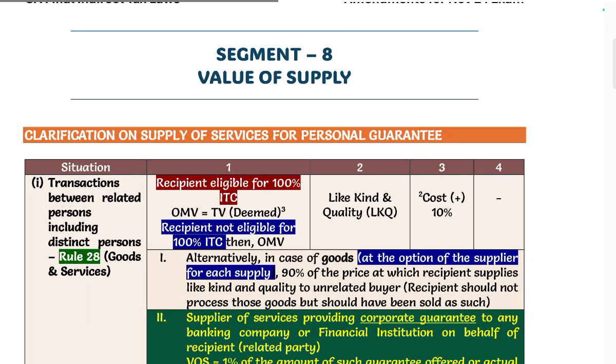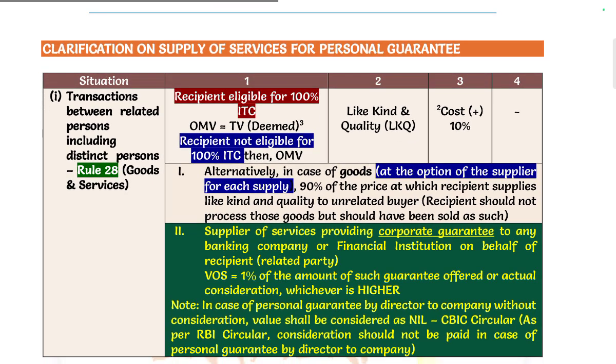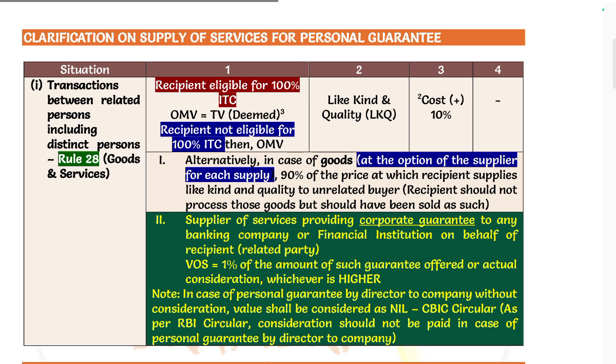Value of supply: clarification on supply of services of personal guarantee. Transaction between related parties including a distinct person. Section 20 or Rule 20 of goods and services. Recipient eligibility: 100% ITC, then OM is equal to OVM is equal to TV, deemed. If the recipient is not eligible for 100% ITC, then on other moving goods, the value of goods.